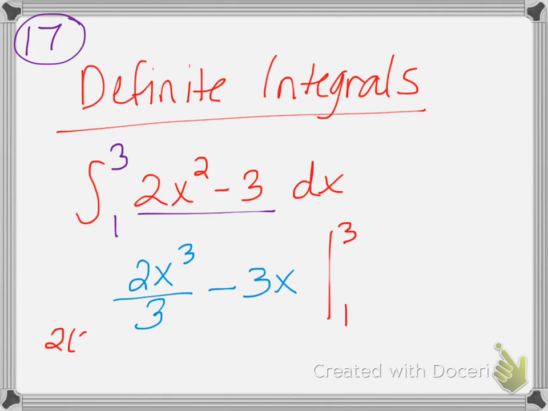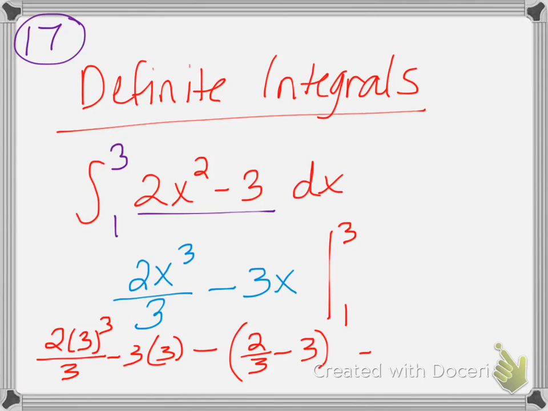So we're going to plug in the 3. You plug it into both of them. Minus, and then you plug in the 1. Plug in a 1, that's just 2/3. Plug in the 1 there, so minus 3. And then we work that out. So I get, let's see, one of these 3's will cancel. So it'd be 2 times 9, which is 18. 3 times 3 is 9. Alright, 2/3 minus 3 would be negative 7/3, and that minus makes it plus 7/3.